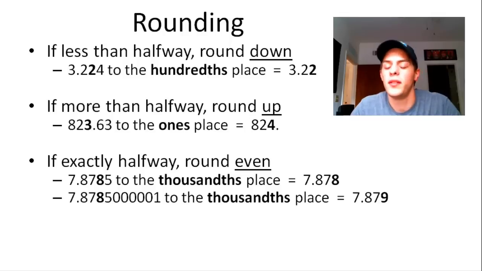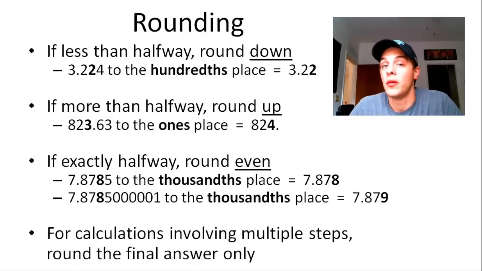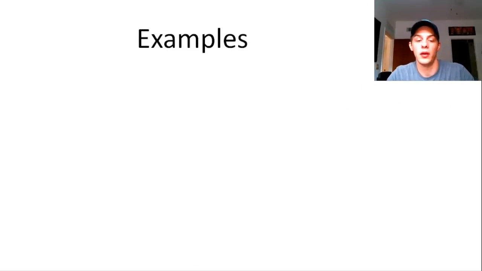One last thing about rounding: when you have calculations that involve more than one step, you're going to round only the final answer. You're not going to round any of the intermediate steps along the way. You're still going to keep the same number of significant figures for each one, so keep that in mind as you continue through your calculation, but you don't want to round until you get to the very final answer. So with that, let's get into a couple of examples.